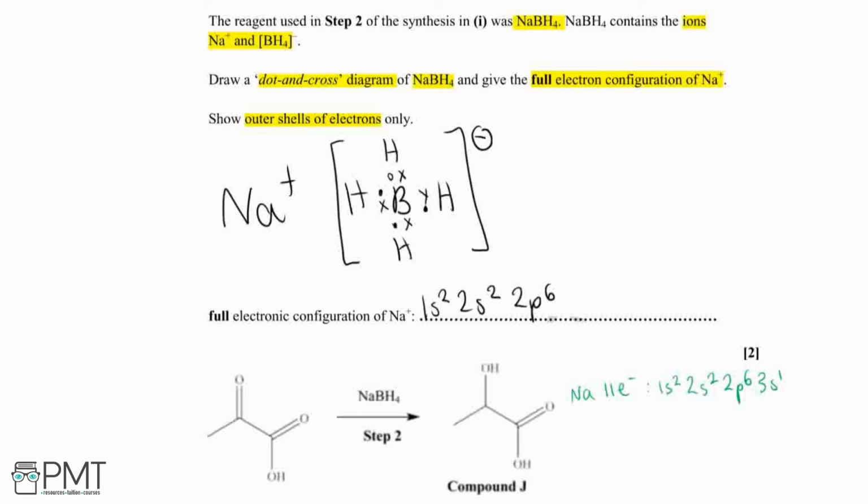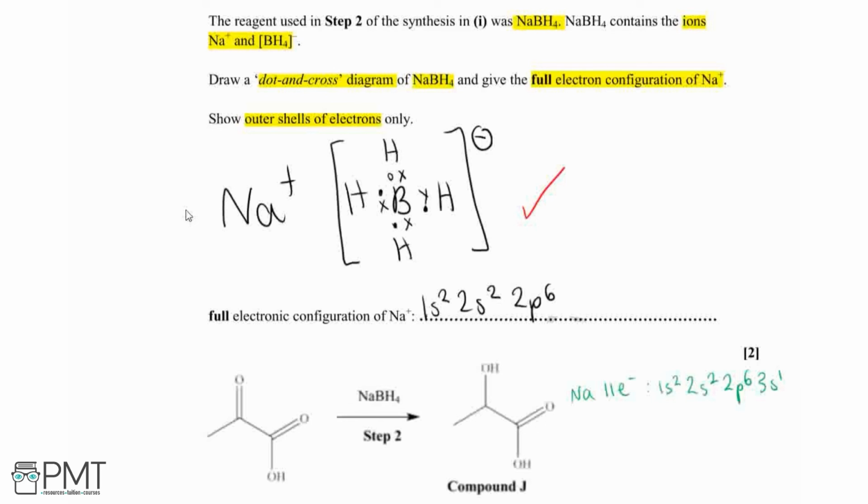For this question, there was 1 mark for our dot and cross diagram, but we need to be careful here because in order to get the mark, you've got to use different symbols to show where each of these electrons have come from. On my diagram, I've used crosses to represent electrons from the hydrogen, dots to represent electrons from the boron, and then just a circular outline to represent the electron from that sodium there.